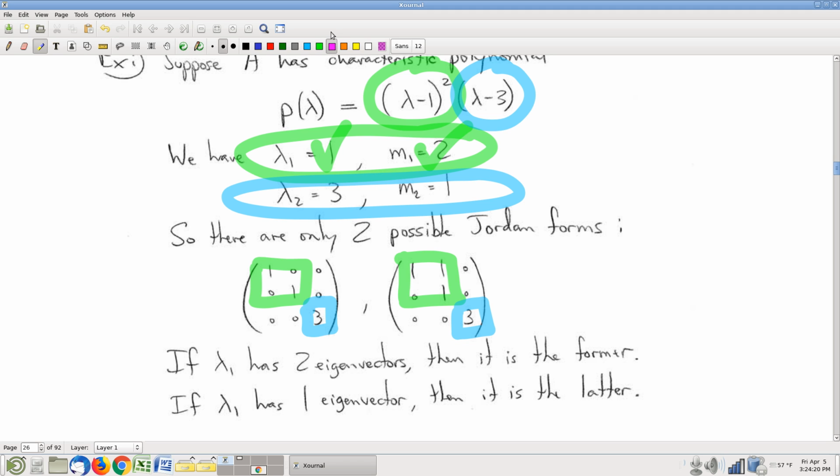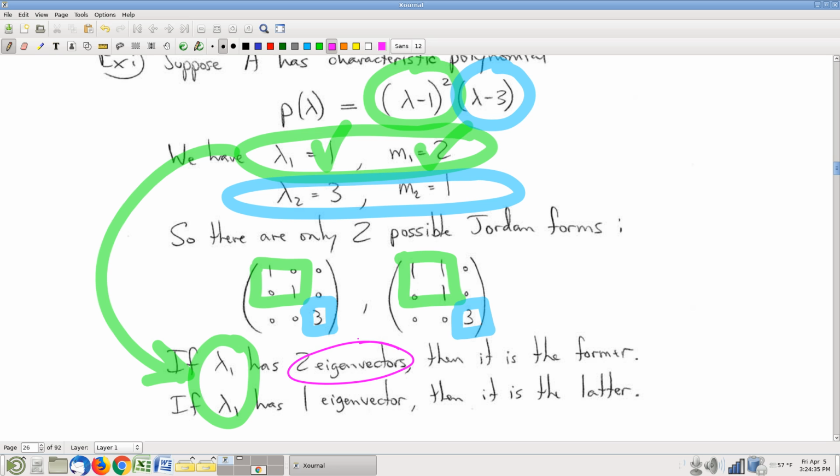If you look at this first eigenvalue, here, there are 2 possibilities about the eigenvectors. One possibility is that there's 2 eigenvectors. If there are 2 eigenvectors, then there must be 2 basic Jordan blocks. 2 basic Jordan blocks would look like this. Namely, that's my Jordan form.